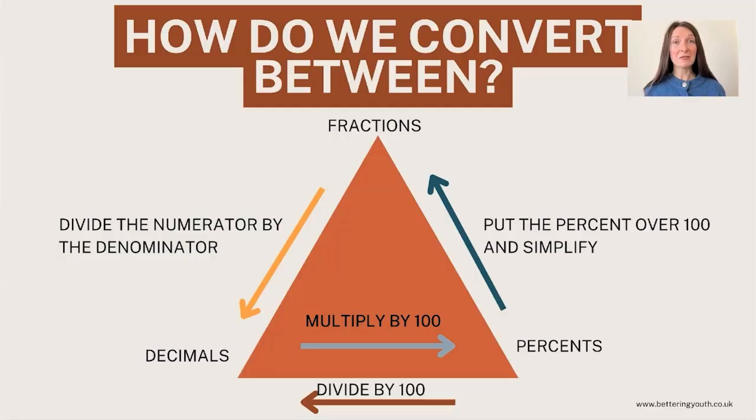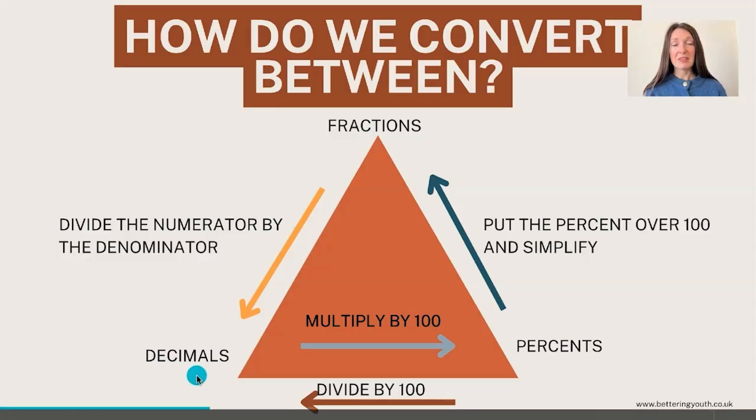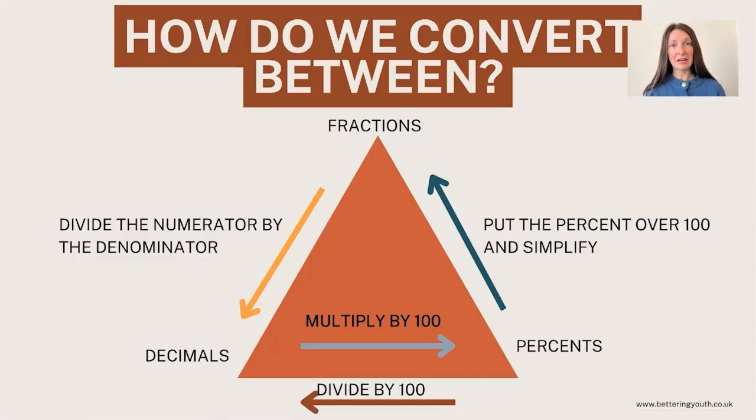So how do we convert between all of them? One of my favorite ways to ensure maximum understanding is to show it visually. Now, in front of us, we have a triangle. At the top, it has fractions. To the left, we've got decimals, and to the right, percent. Now, as you can see, as we follow each of the arrows, there is a subject or a process that needs to be followed. So going from fractions to decimals, the process is to divide the numerator by the denominator.